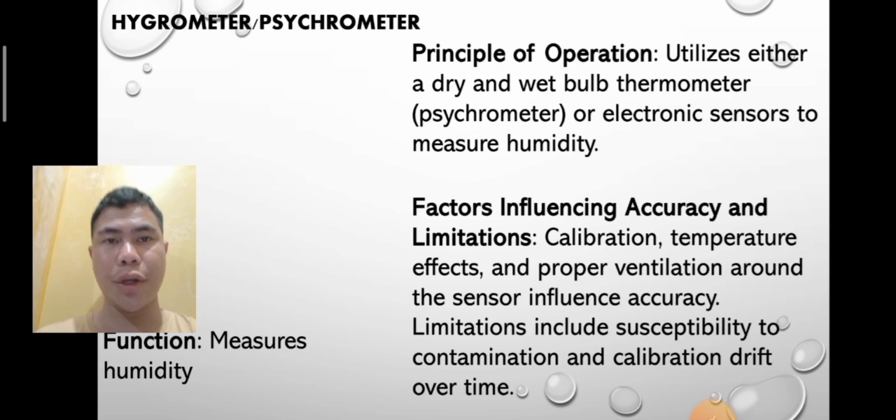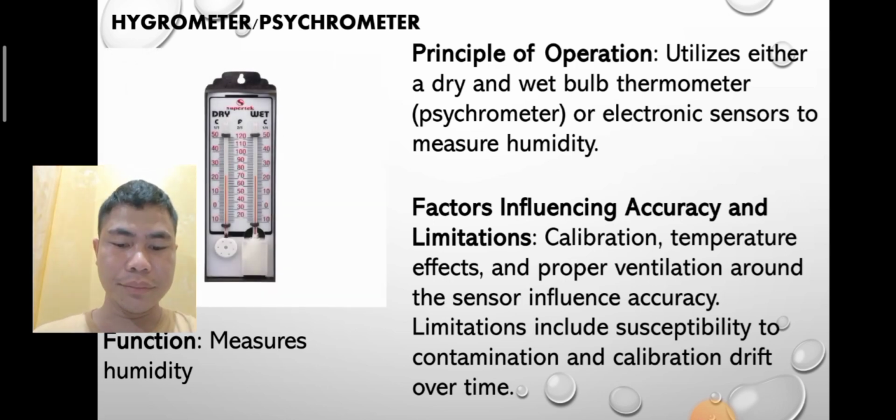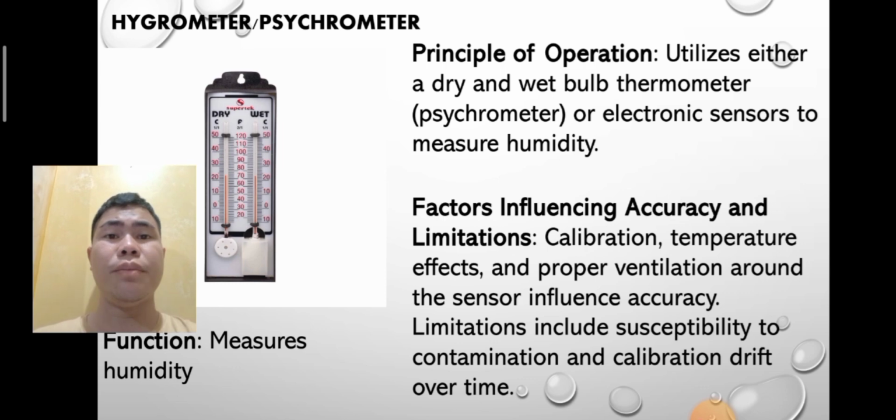Next, we have the hygrometer, psychrometer. The function of the hygrometer, psychrometer is it measures humidity. Principle of operation: it utilizes either a dry and wet bulb thermometer or electronic sensors to measure humidity.